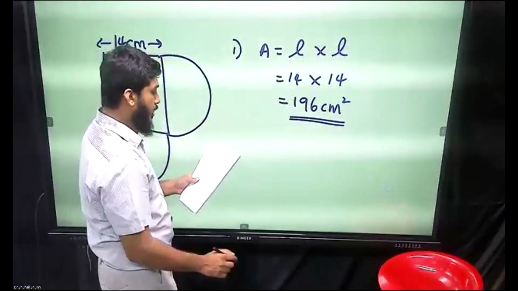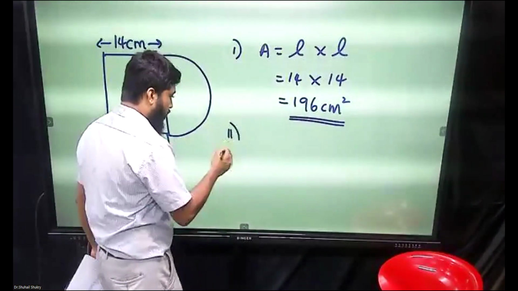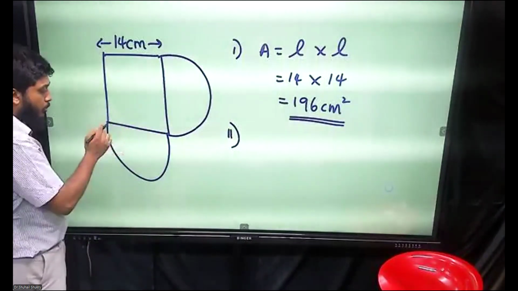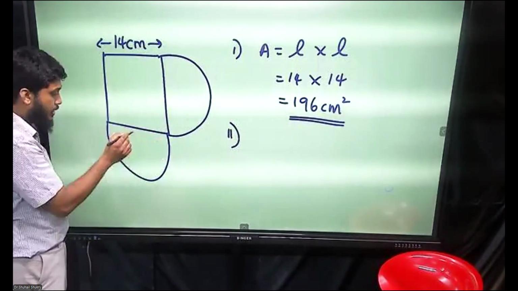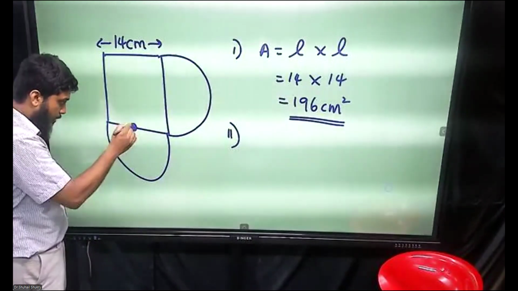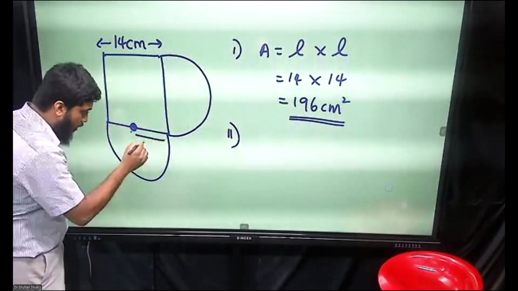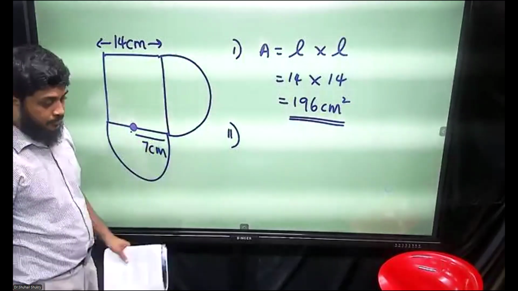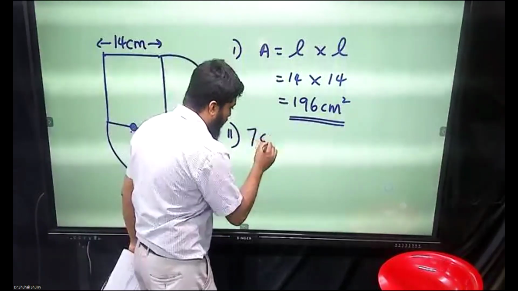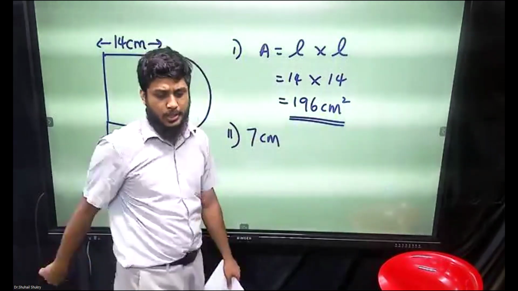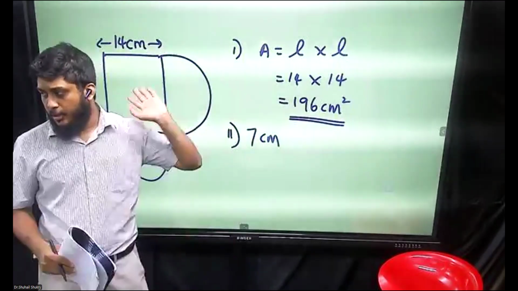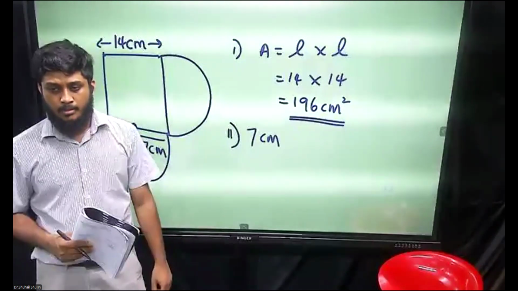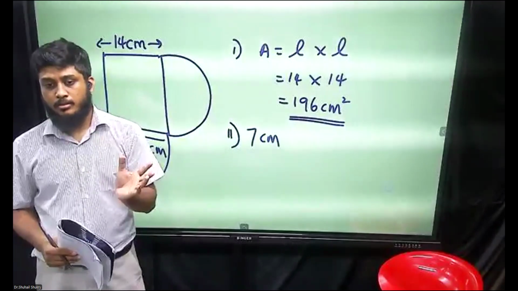Second one, find the radius of the semicircular portion. Now they have asked the radius of this semicircle. You know from here to here is 14, so how much is the radius? 7. The radius from the center to this corner is 7 centimeters. You can write 7 centimeters. No need to show you are dividing 14 by 2. Directly you get that mark. For certain areas no need for those methods. If you have a problem, please ask.